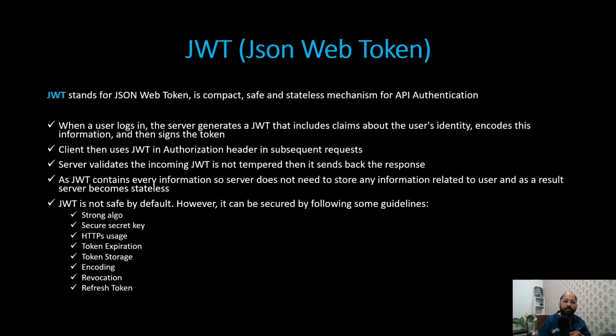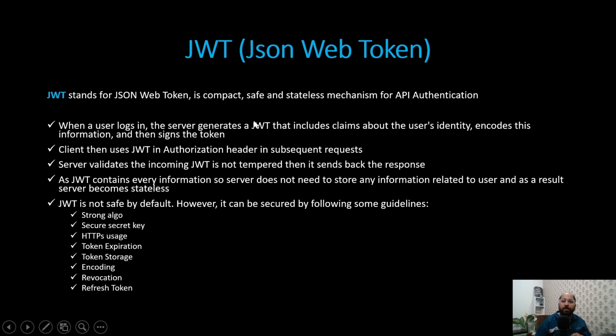Now let us discuss JWT. JWT stands for JSON Web Token. It is a compact, safe and stateless mechanism for API authentication and is most widely used. Similar to an API key, we generate the JWT, but the mechanism of JWT generation is a bit different.